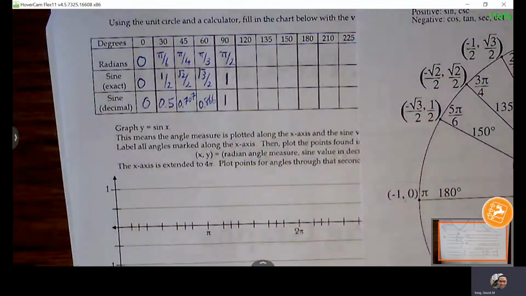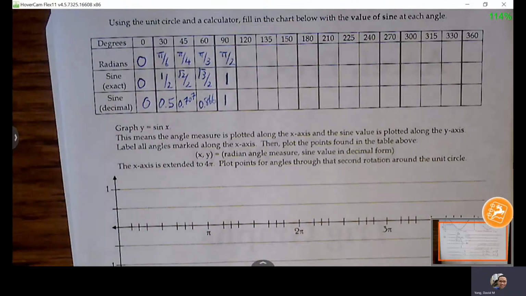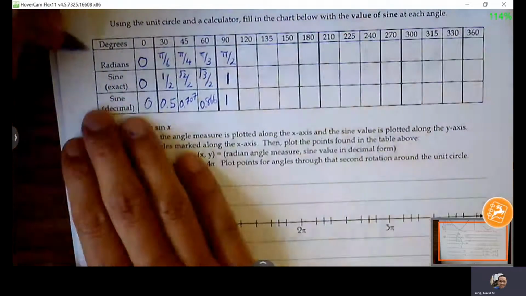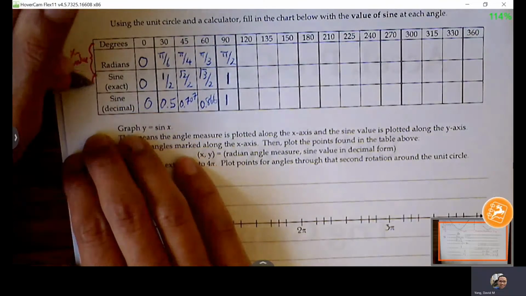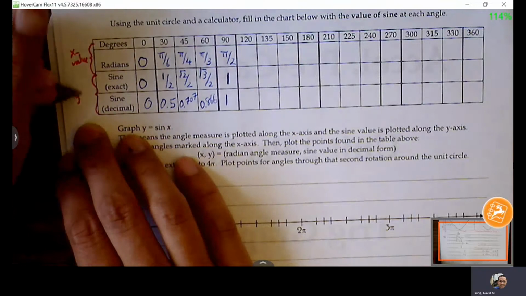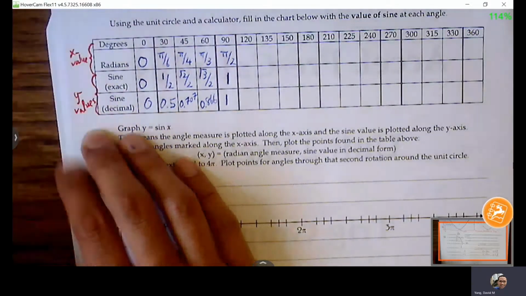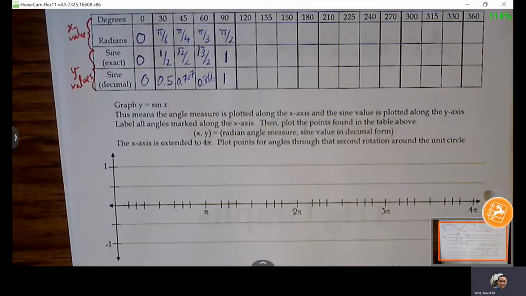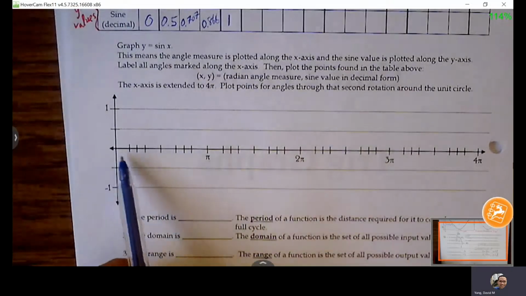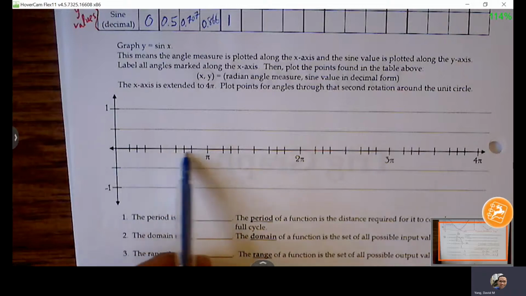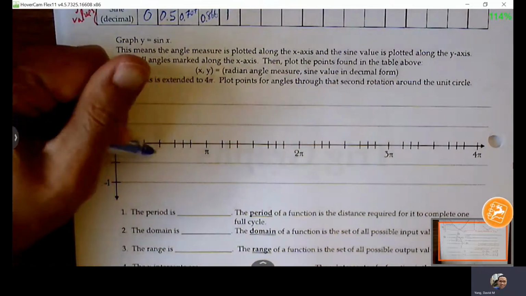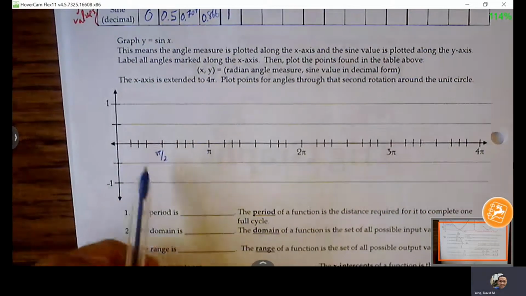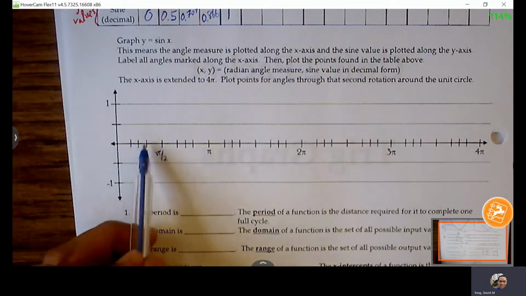Okay, so think of your radian as your x value. This is your x value. And then think of your sine, exact and decimal. These are your y values on your coordinate plane. Okay, so we see that these are all increments with the radian measures that we're going to identify. So the middle one here, pi, this is pi/2. And then all the increments that are clumped together, those are pi/6, pi/4, and pi/3.